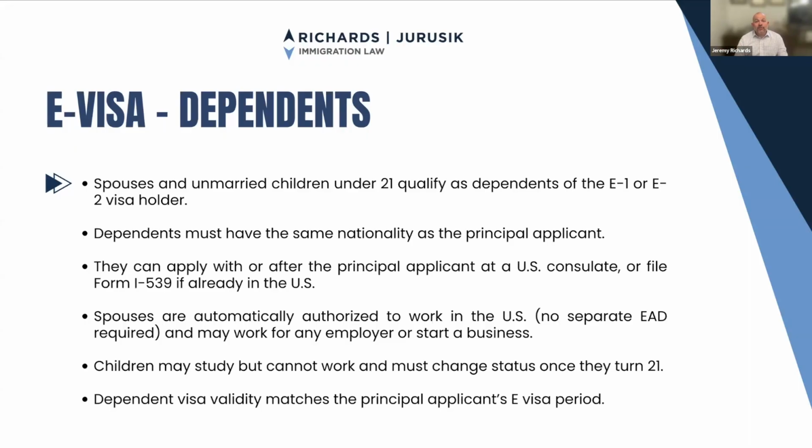Now, children under the age of 21 that are not married also can obtain dependent status. The disadvantage for a child is they are not authorized to work. And both the spouse or children in the United States, if they choose to attend school, can do that on a dependent visa. And that dependent visa will be valid for the duration of the principal applicant's visa as well. So huge advantage for dependents. The spouses can get that work authorization, and children can accompany as well and go to school.